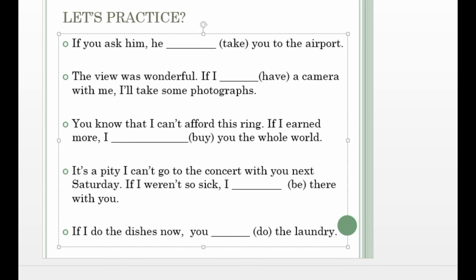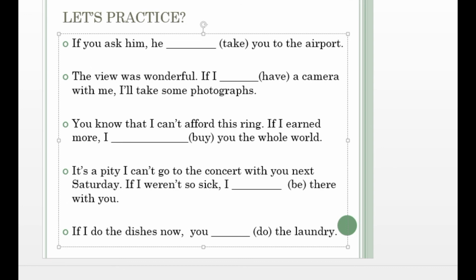So let's check. The first one, if you ask him, you to the airport, you have to complete using take. The view was wonderful. If I a camera with me, I'll take some photographs. So pay attention that you have to use the verb have in the conditional part of the sentence.